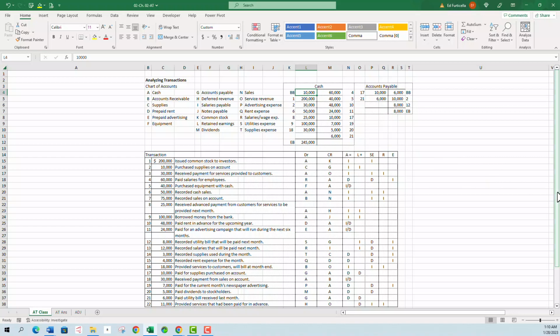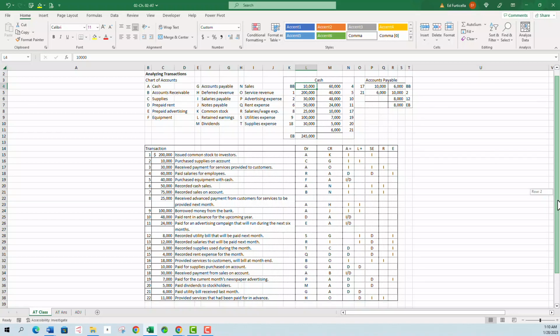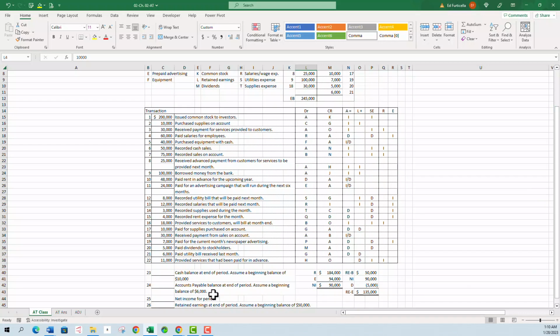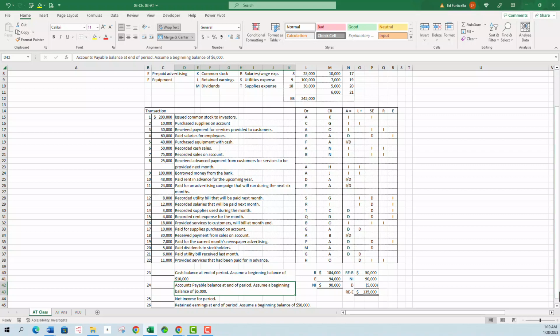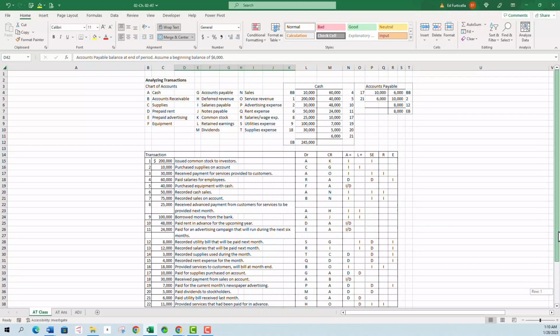Question 24 asks you to determine the ending balance for accounts payable and to assume a beginning balance of $6,000. Well, let's look at the T account for accounts payable. Accounts payable is a liability. And liabilities, owner's equity, and revenues always have credit balances. So the beginning balance of $6,000 is on the credit side.